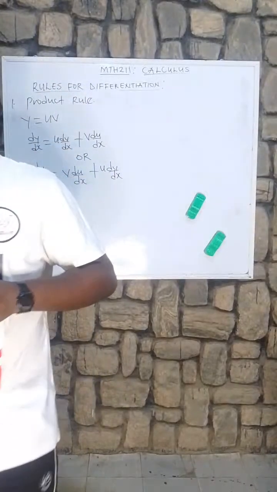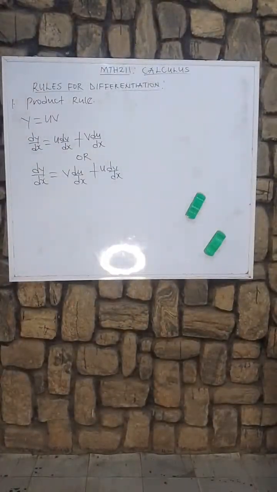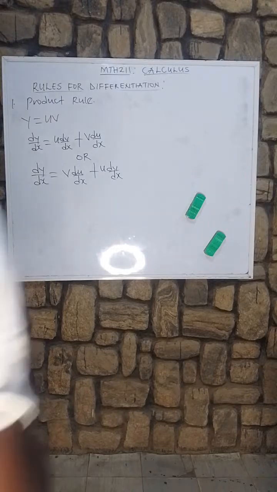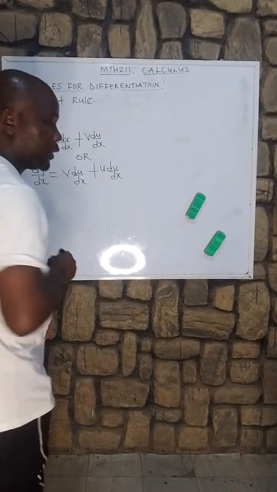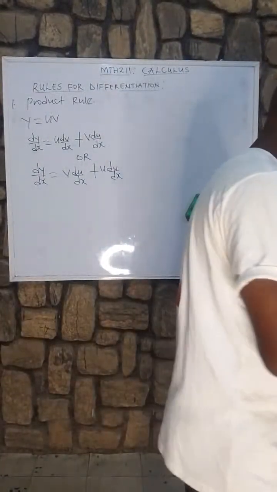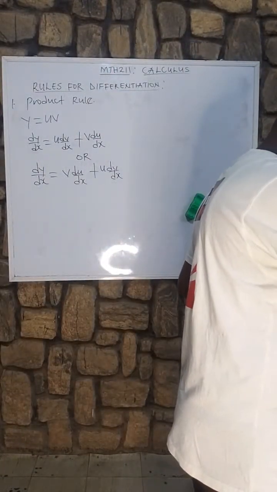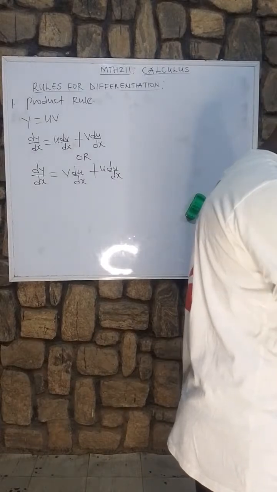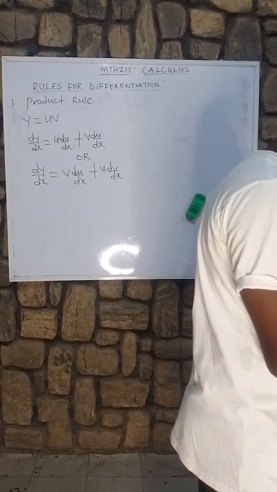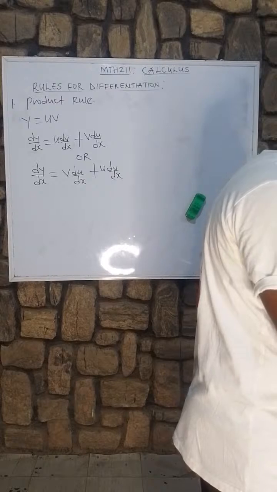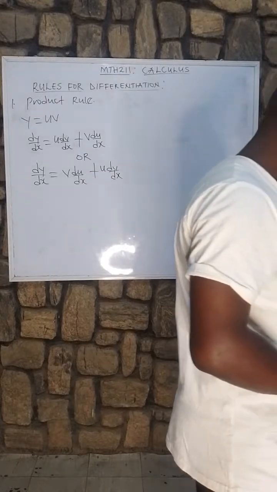Is that clear? So we are going to fix idea with examples. We will fix idea with examples. Okay, so let us consider some examples since you know how to differentiate function. So let us fix idea.